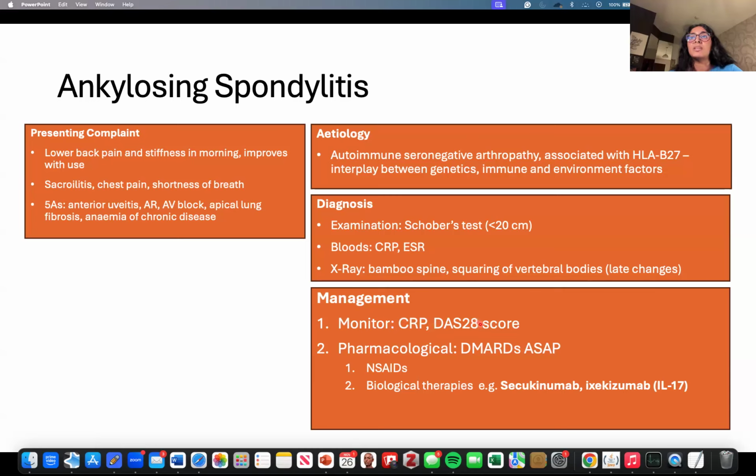Management, you can use CRP-28. Again, you're going to be starting DMARDs quite quickly. Again, that's something a rheumatologist would do. NSAIDs will help with the pain. And this is the key cytokine here, IL-17. So this in psoriatic arthritis, these are the DMARDs you want to be using. Secukinumab and ixekizumab target IL-17.